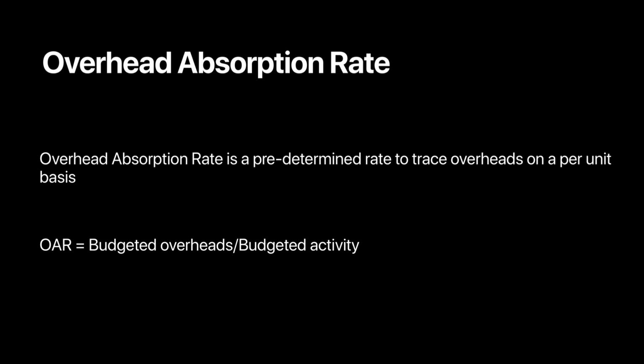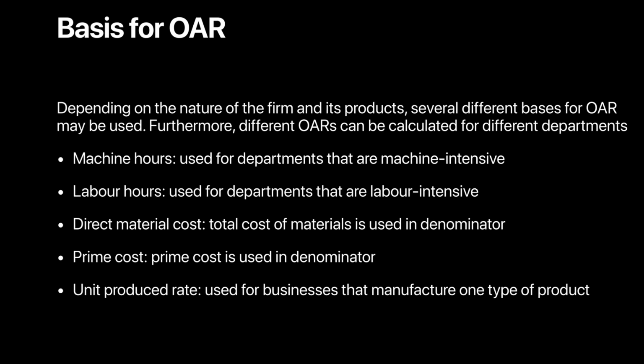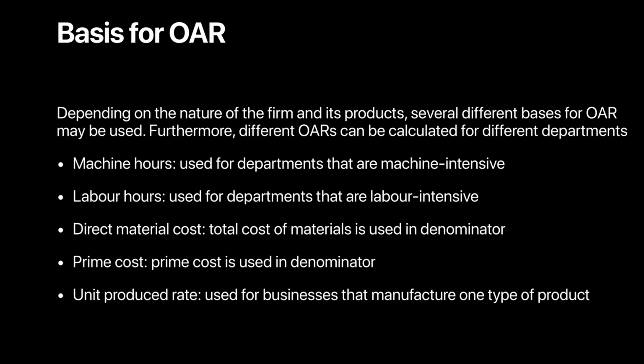Now, what I want to talk about is what is budgeted activity. Budgeted activity is any suitable activity the firm feels will help them in tracing overheads on a per unit basis. The activity is not limited to just output, there can be other activities as well. So you can have overheads being traced on machine hours, so the firm can link how many machine hours the product would consume and trace overheads accordingly. Labor hours, those departments that are labor intensive, over there the longer that labor will work on a particular output, you will trace overheads on labor hours.